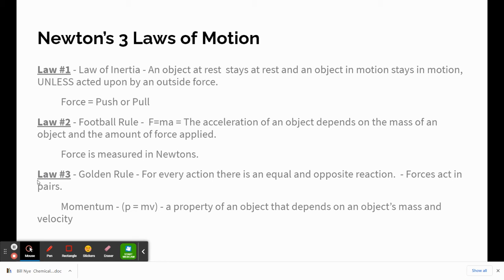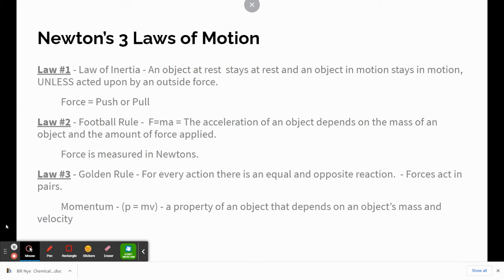Okay, law number three is the golden rule. And the golden rule here is that for every action, there is an equal and opposite reaction. Okay, forces act in pairs. So you have an action and reaction pair. The golden rule in general is treat others how you like to be treated, because whatever you give out, you're going to get back. Same thing here. Whatever action an object takes, it's going to get the same force in return.